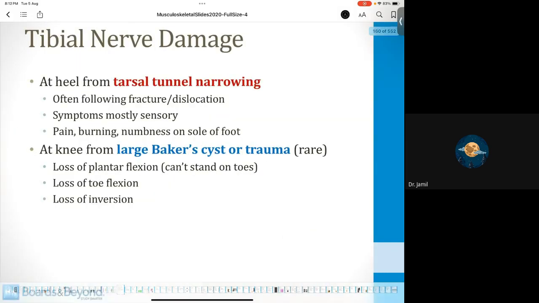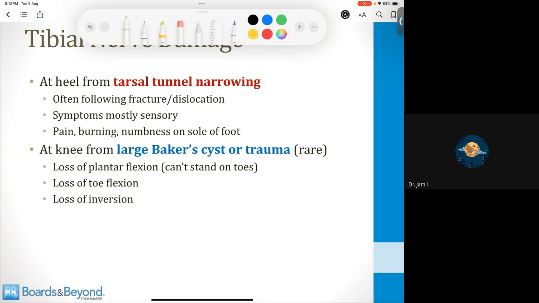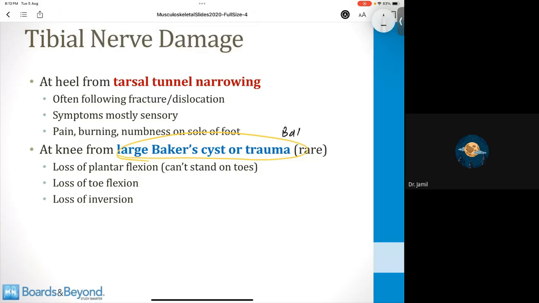How can we have tibial nerve injury? If you remember the first one, the large Baker cyst. Did you guys remember? I just told you we're going to discuss it in our lower limb. If you have a big Baker cyst, it resembles DVT pain, remember? Found accidentally. Okay. So if the Baker cyst compromises your tibial nerve, can we have plantar flexion? No. No. Loss of plantar flexion, and loss of inversion as well, which is a function of your tibial nerve.